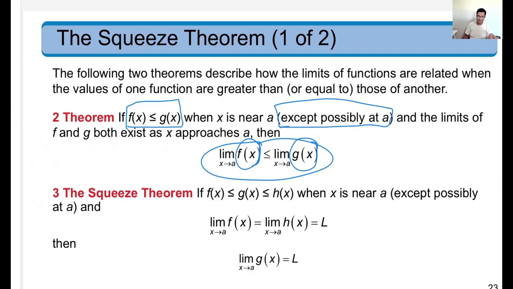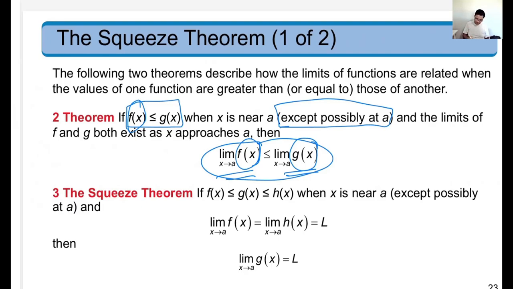That exception is always allowed, right? Because again, when we say limit, we are not interested in what happens exactly at a. We are only interested near a. So near a, the function f is less than function g. Then the limit of the function f also has to be less than the limit of the function g. Intuitively makes sense. Okay.